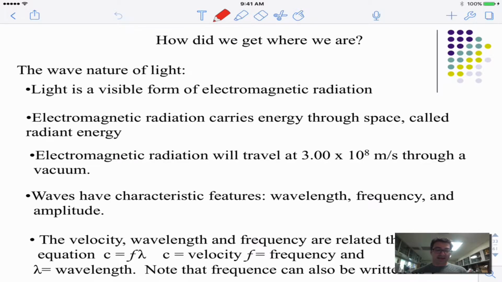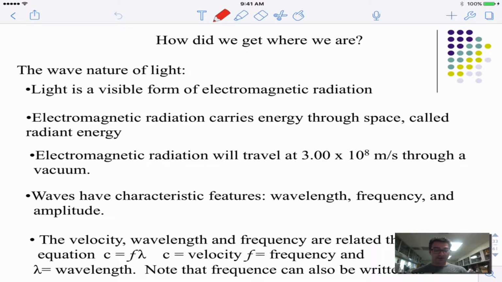And so we see light as this visible form of electromagnetic radiation. Turns out that there are other forms of electromagnetic radiation that are also considered light that you can't see. Things like ultraviolet, X-rays, gamma rays. All of those are forms of electromagnetic radiation, as well as things that are less powerful in energy, like infrared and microwaves and radio waves.